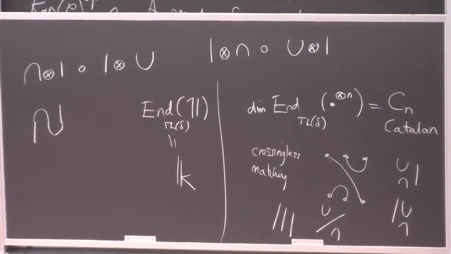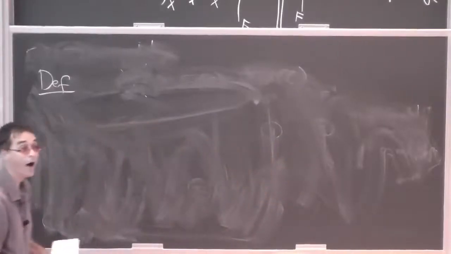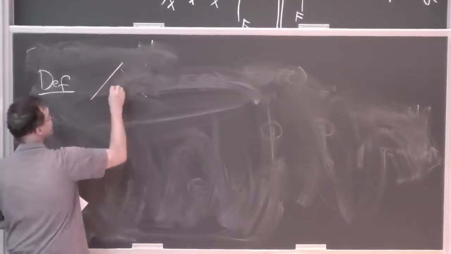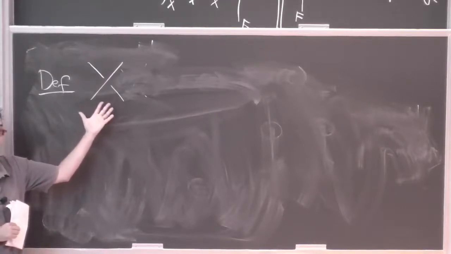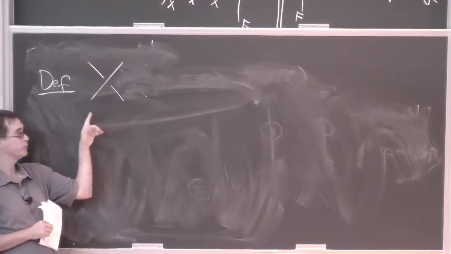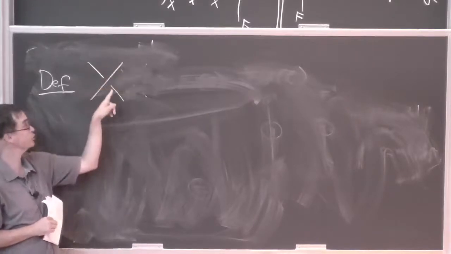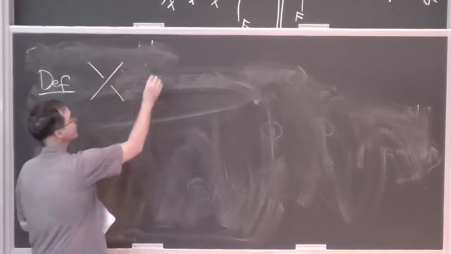Be patient. Okay, so let me make a definition. I'm going to define a new morphism. I'm going to represent it by this picture. So what's this a morphism from? Dot tensor dot to dot tensor dot. My shorthand is I'm going to draw it as this kind of crossing here. And I'm just going to define it.